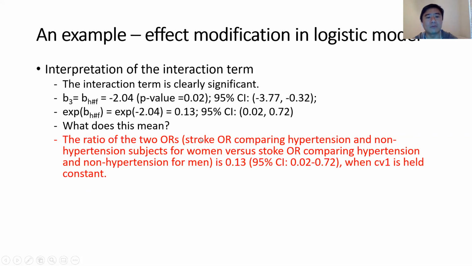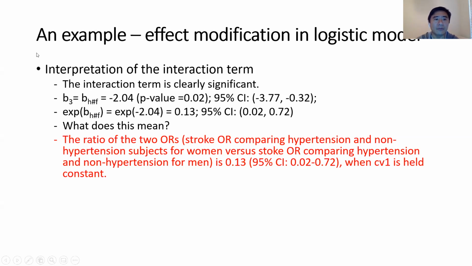So here is the ratio of the two odds ratios comparing hypertension and non-hypertension for stroke among women versus that odds ratio among men, and this is equal to 0.13. And because the p-value is less than 0.05, we conclude that the interaction term is statistically significant. In other words, female gender is a statistically significant effect modifier for the relationship between hypertension and the outcome event, which is the stroke, within 3 years.